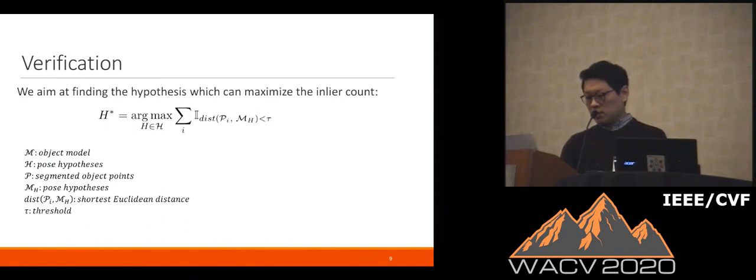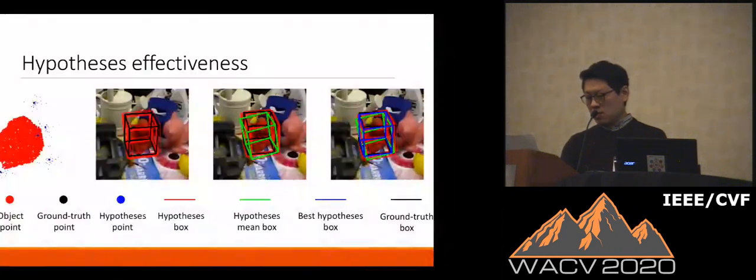hypothesis via geometry constraint. When the shortest Euclidean distance between a point in the segmented point cloud and the transformed object model is less than a threshold, we regard it as an inlier. Then we choose the hypothesis that has maximum inlier count.